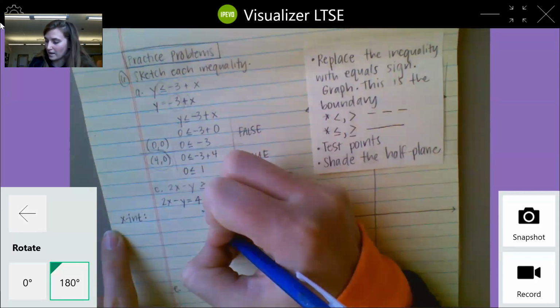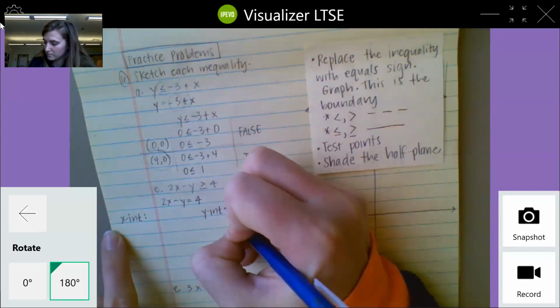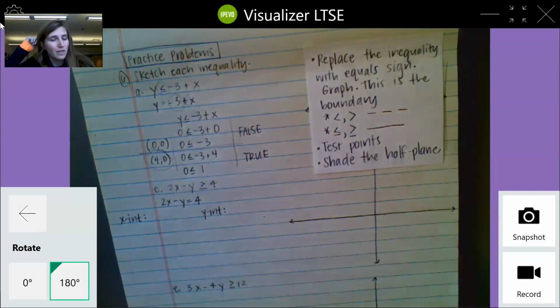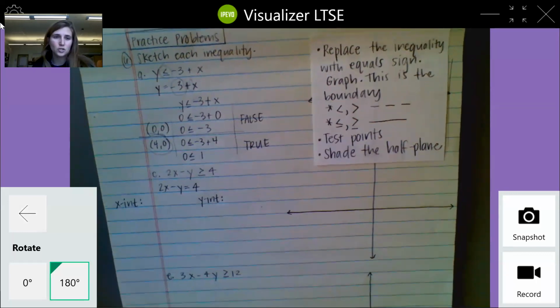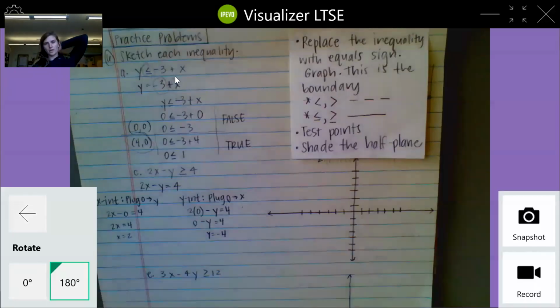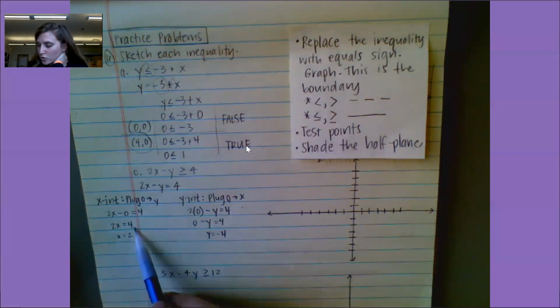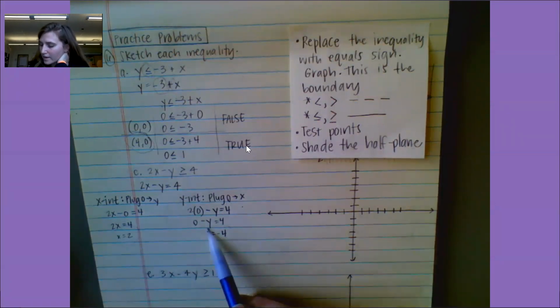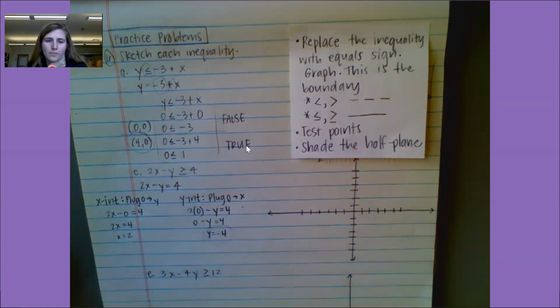So that means we are going to find the x-intercept and the y-intercept. I want you guys to pause the video and give that a try, and then come back and check your answer. You should have found the x-intercept to be 2 and the y-intercept to be negative 4.